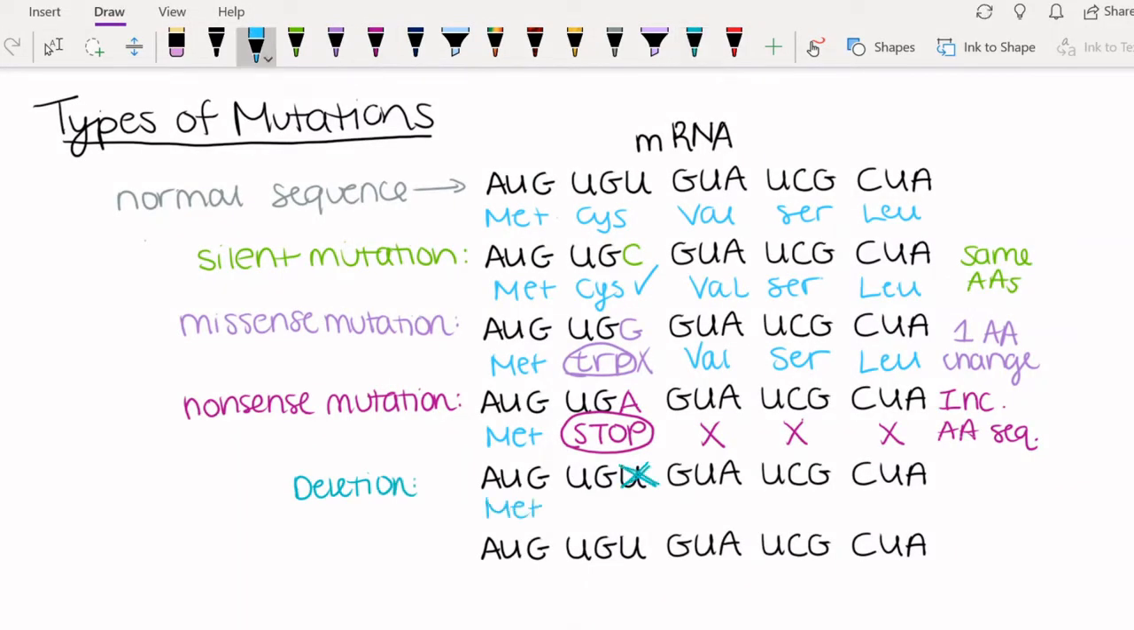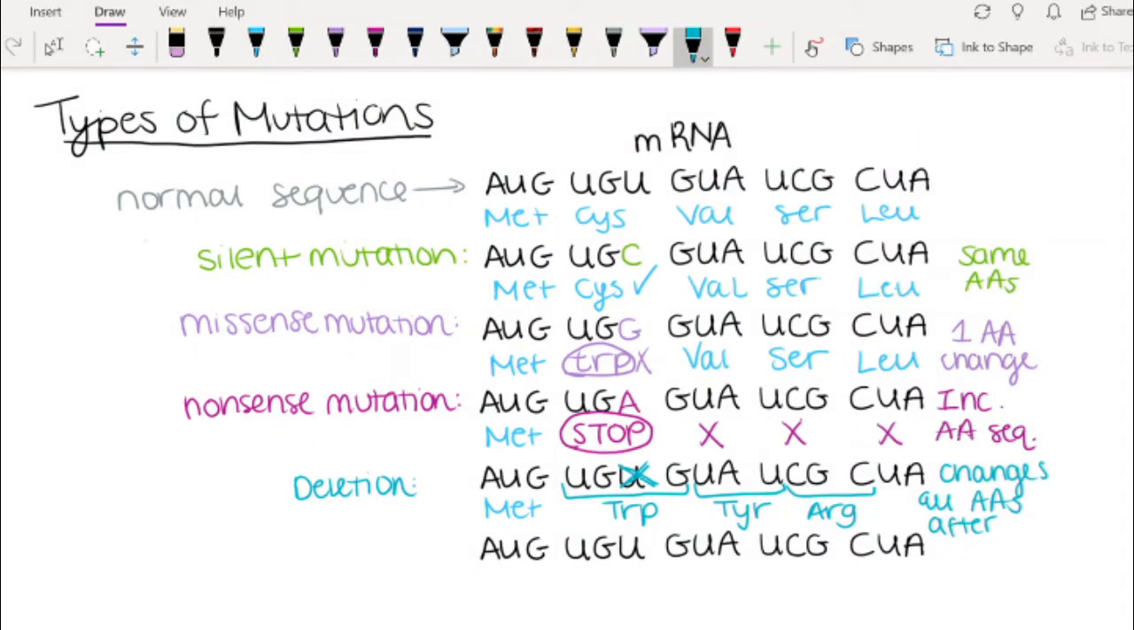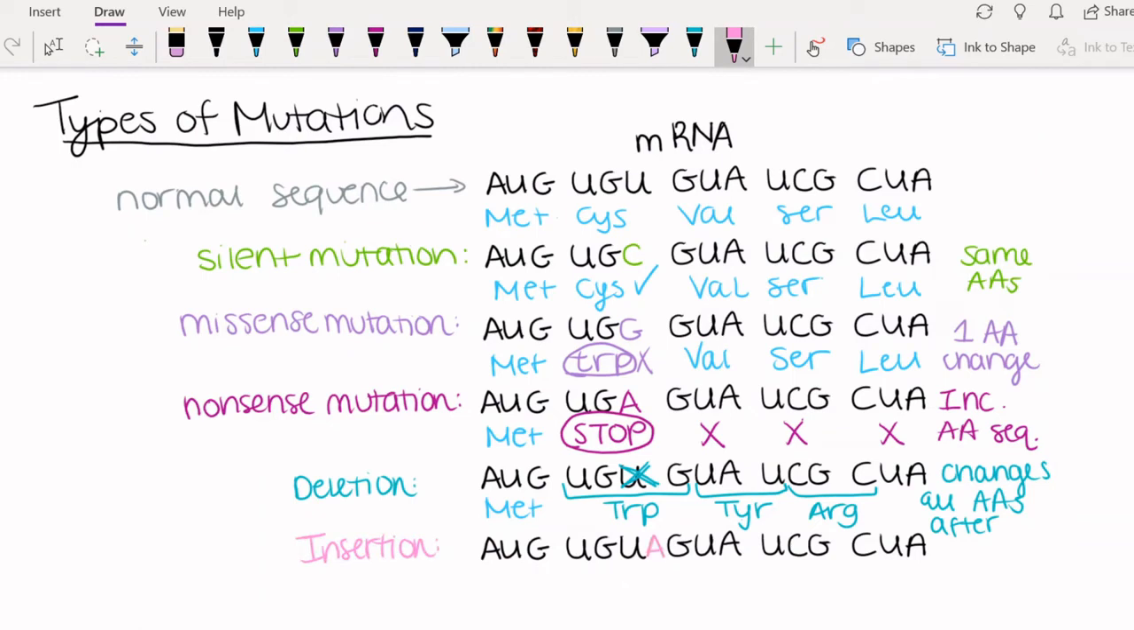A nucleotide is either added to the DNA sequence or deleted from the DNA sequence. Insertions and deletions in the coding region can change the reading frame by changing all the codons after the mutation. As a result, the DNA sequence is drastically changed and will most likely code for a very different amino acid sequence than it is supposed to.